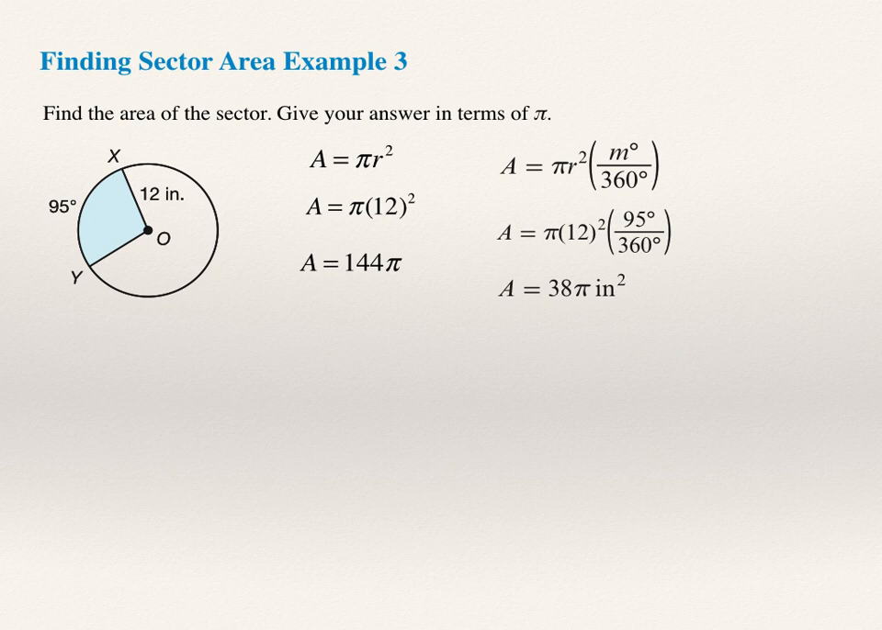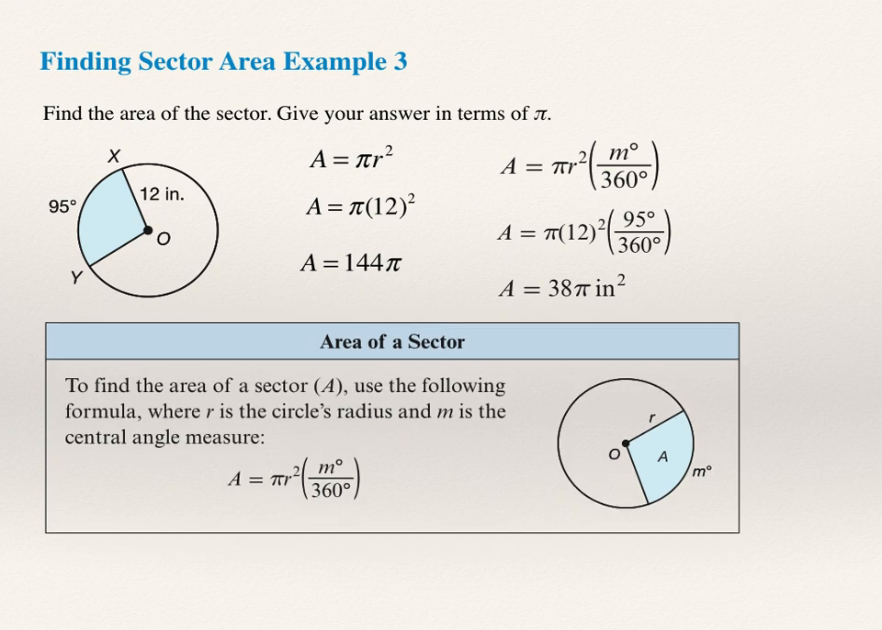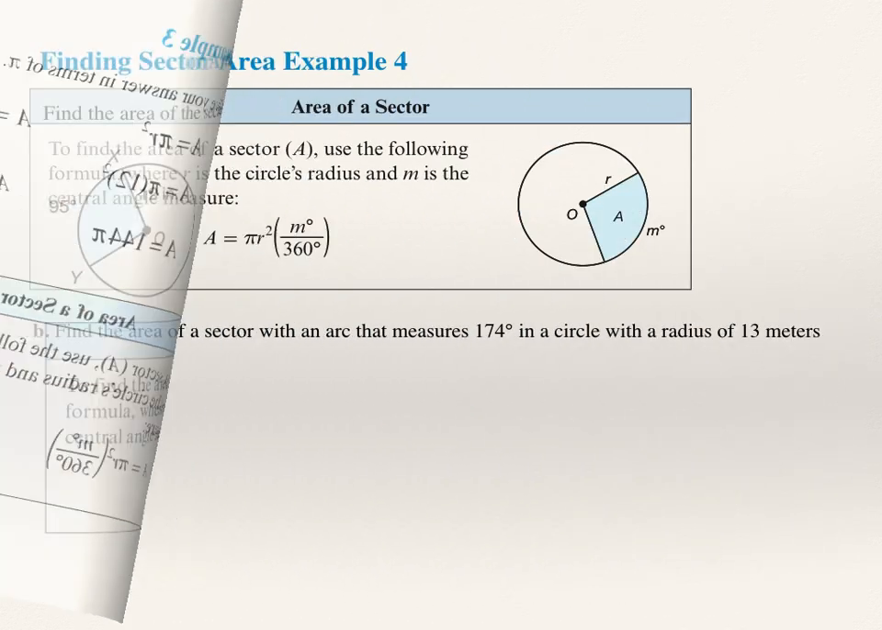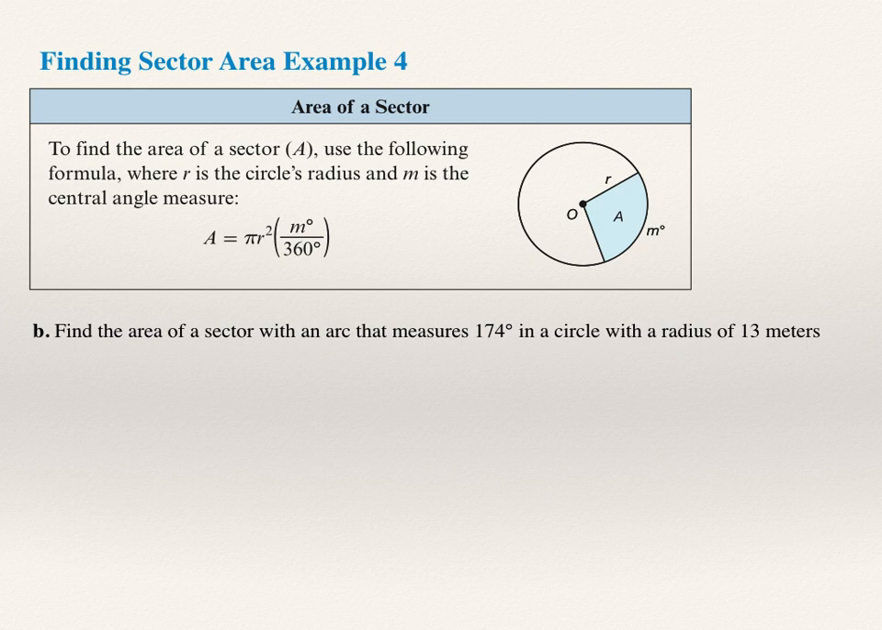So now our formula should make perfect sense to you. When we are asked to find the area of a sector, this would not be a hard formula to memorize because you've already got pi r squared in your memory, and you're just going to multiply by a ratio, namely m over 360. So let's apply this formula now to this example. Find the area of a sector with an arc measuring 174 degrees in a circle of radius 13 meters.